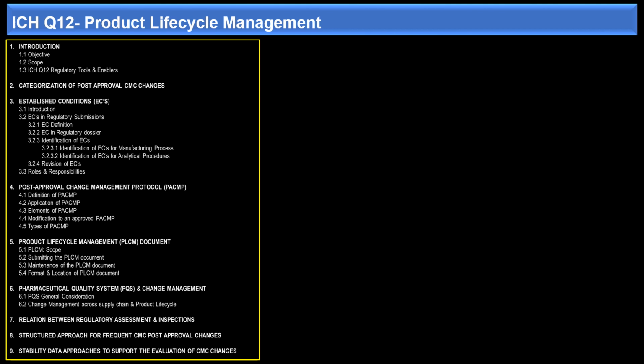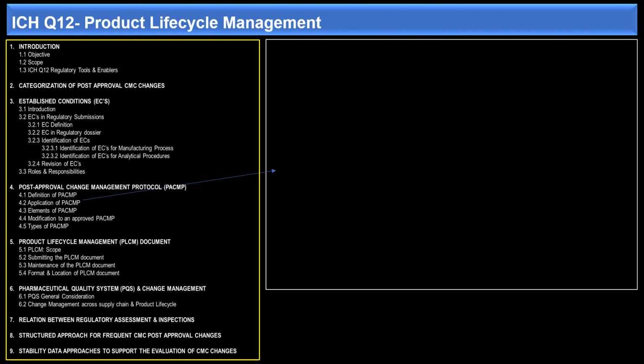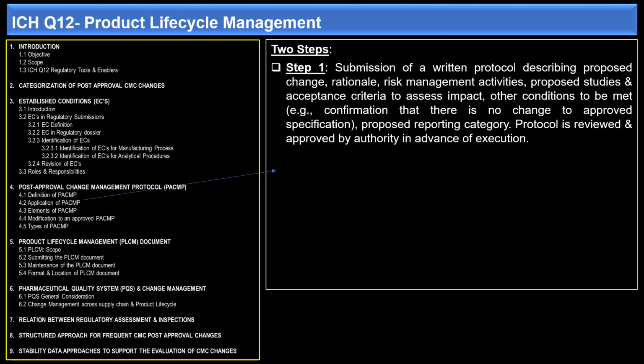Moving to the application part of the post-approval change management protocol. So there are two steps. Step one is the submission of a written protocol describing the proposed change, rationale, risk assessment activities, proposed studies, and acceptance criteria to assess the impact, and other conditions to be met. For example, confirmation that there is no change to approved specification, and the proposed reporting category. The protocol is reviewed and approved by the authority in advance of the execution.